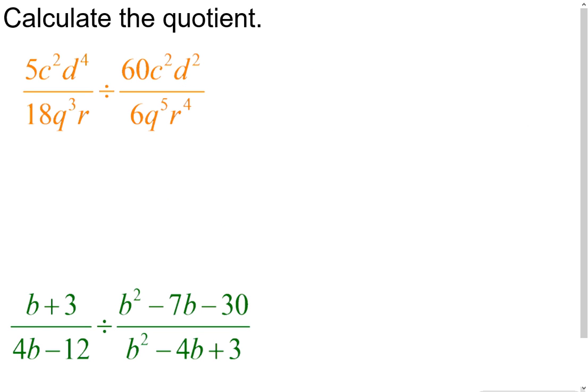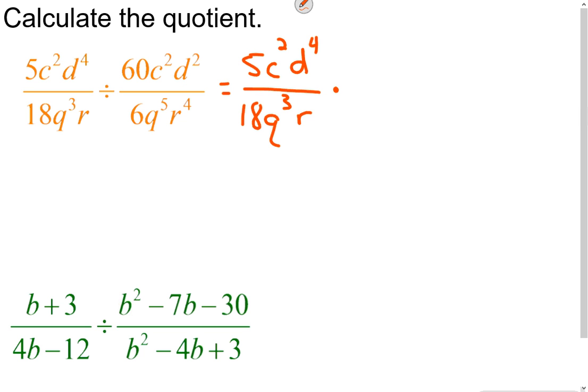Now, division. If you remember how to divide fractions, this is going to be very similar. The first thing I do when dividing fractions is take that second fraction and flip it. We take the reciprocal. Remember, when you divide fractions, multiply by the reciprocal. So I'm just going to rewrite this. This part does not change, so we still have 5c to the second, d to the fourth, over 18q to the third r.